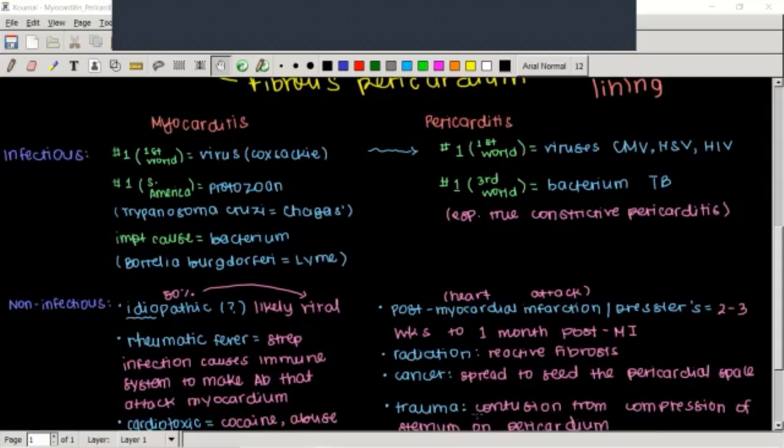In South America, the most common one is protozoan infection, which comes from the Trypanosoma cruzi, which is the Chagas disease, which leaves you with a blister or a sore, an ulcer. And the most important cause is the bacterium Borrelia burgdorferi, which is the Lyme disease. These are very similar, but they cause myocarditis.